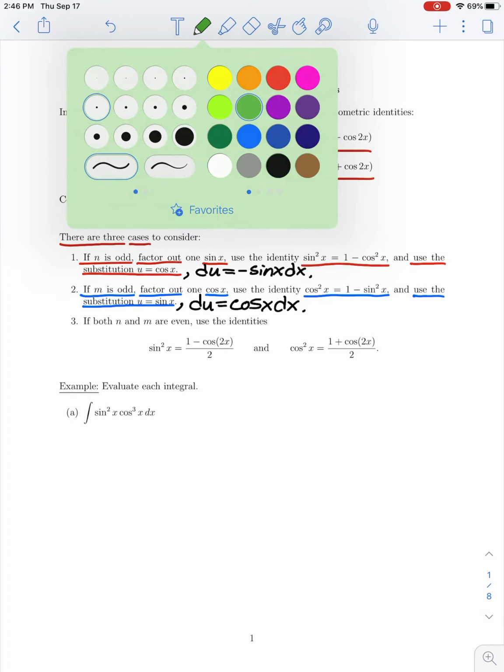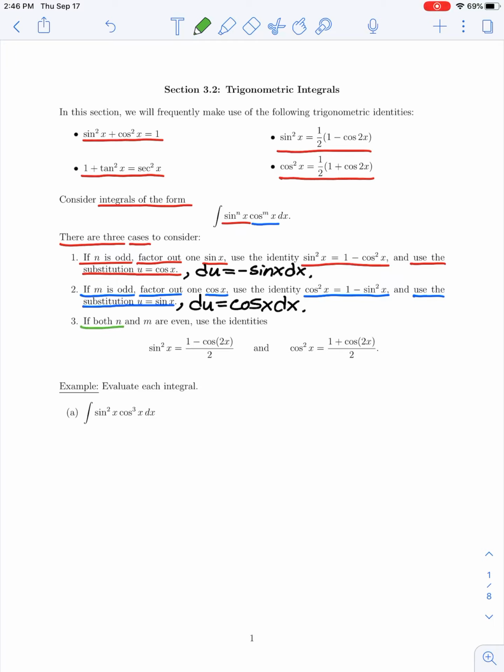Now the trickiest case is if both n and m are even. If we're integrating even powers of sine and cosine, if neither one of these is odd, then we have to make use of the identities. Sine squared of x is 1 minus cosine of 2x over 2, and cosine squared x is 1 plus cosine of 2x over 2. I'm going to use these identities to rewrite the even powers of sine and cosine x, all in terms of cosine, and then I can get something which I can integrate using one of these earlier cases, or perhaps integrate directly.